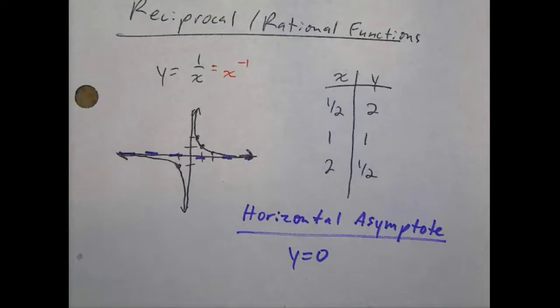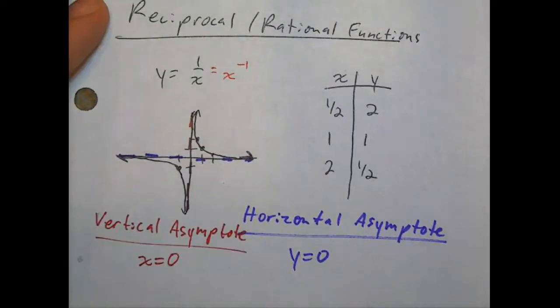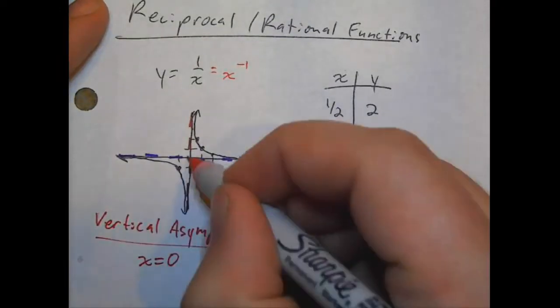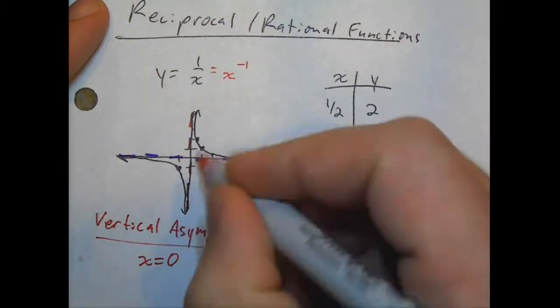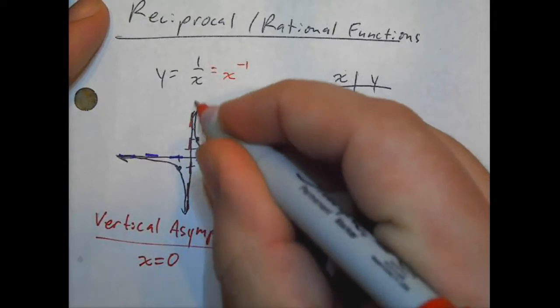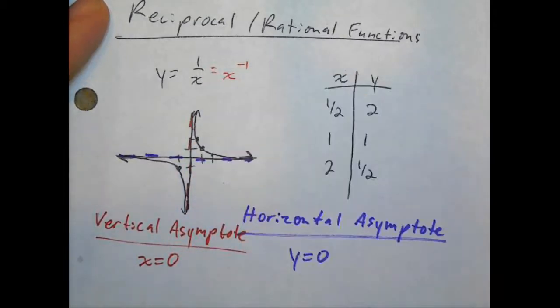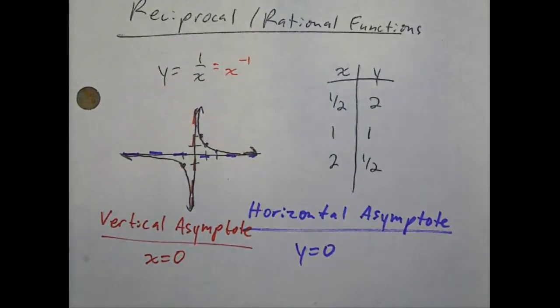Another thing that it's getting closer to is our vertical asymptote. So notice as it goes up and down, it's going this direction, it's getting closer and closer to when x is 0. It's going that direction, it's getting closer to when x is 0. So those are the main things that we are looking for.